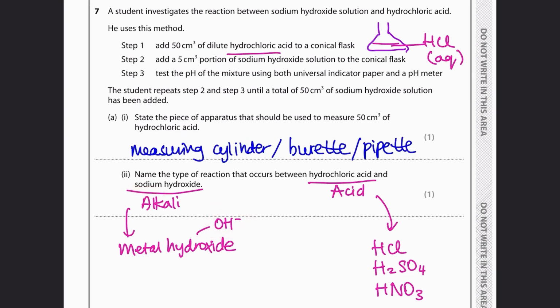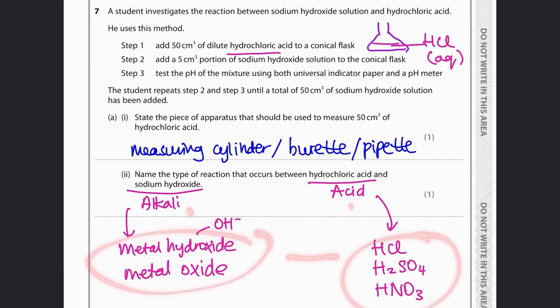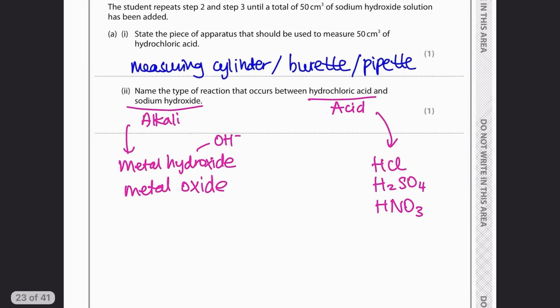And then another one not everyone knows is that metal oxides are also alkalis. So that means whenever this group reacts with this group, you will have, think about it, acid and alkali. What do they do to each other? They will neutralize each other. So therefore, this is a neutralization reaction, okay? And neutralization reactions always produce the same products, which is water and salt.